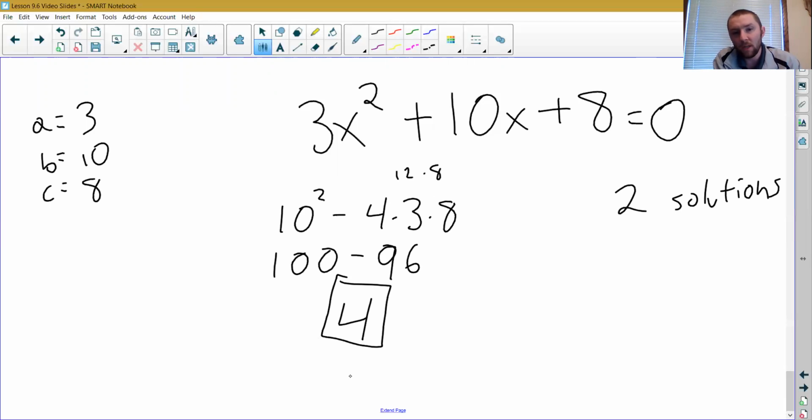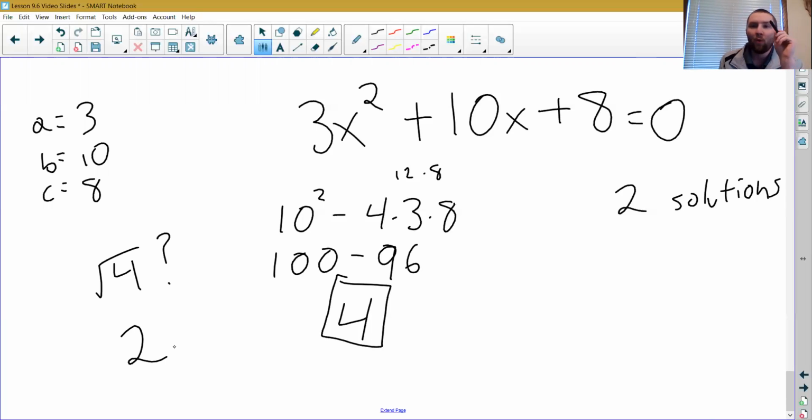So the question becomes, can you take the square root of 4 very nicely? Do we know what the square root of 4 is? Well, yes, we do. It's 2. You could do it on a calculator. It comes out very nicely. So what that means is we could then factor this quadratic equation.